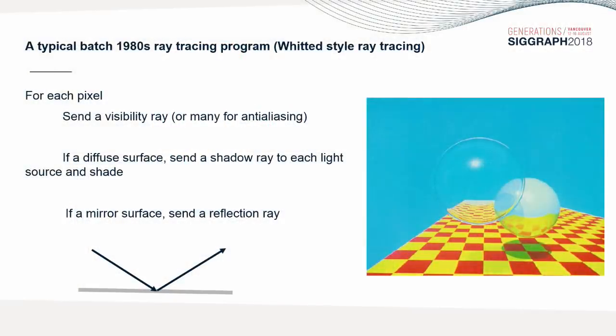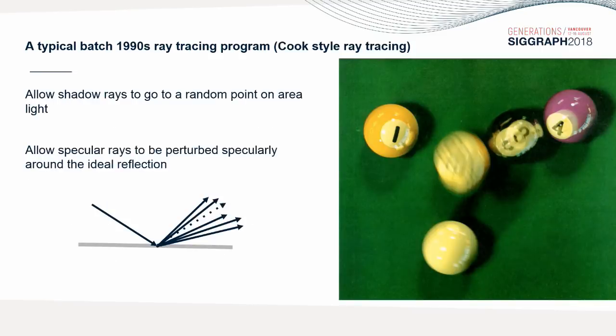So here's Whitted-style ray tracing. A ray comes in, it sees something shiny, it takes a specular bounce. There's this nice little vector formula for the specular bounce. Here is Cook-style ray tracing.